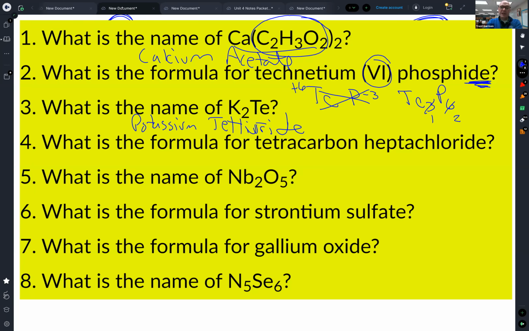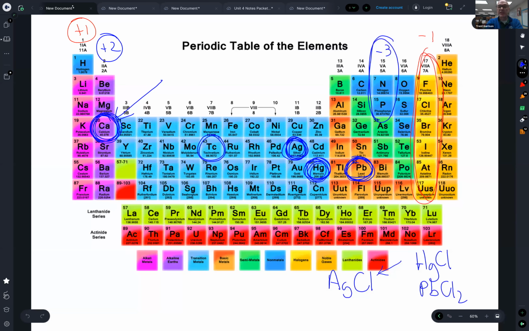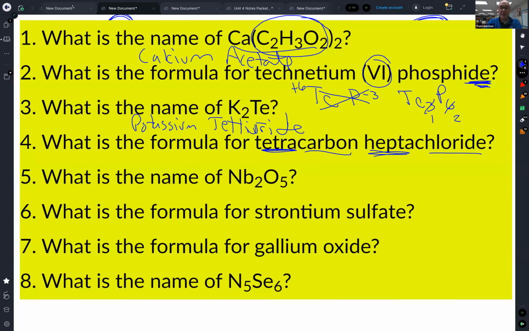All right, number 4. Notice we've got prefixes. So that means both carbon and chlorine are nonmetals, and we can verify that. When we look on the periodic table, I've got carbon and chlorine. Both are to the right of the nonmetal-metal staircase. So that means that they need these prefixes. The prefixes tell you how many atoms there are. Carbon, 4, tetra means 4, chlorine, hepta means 7. No need to reduce this.